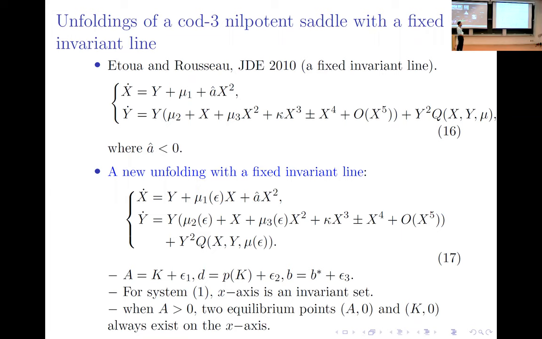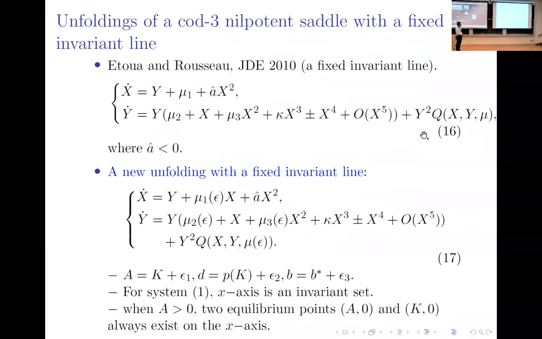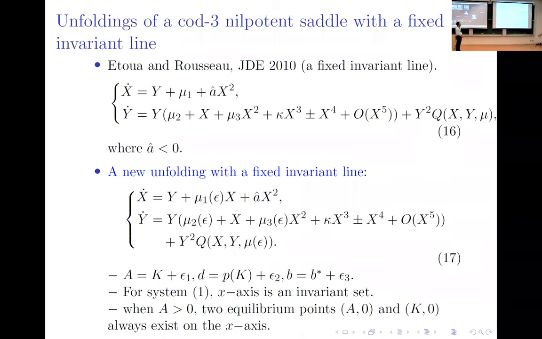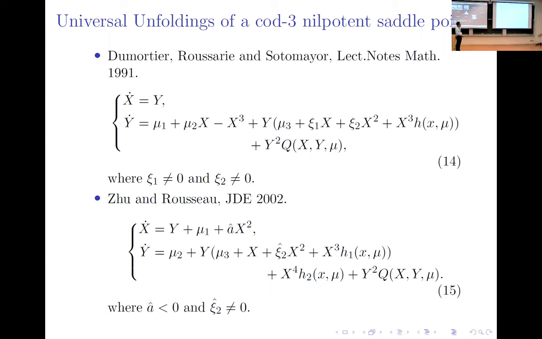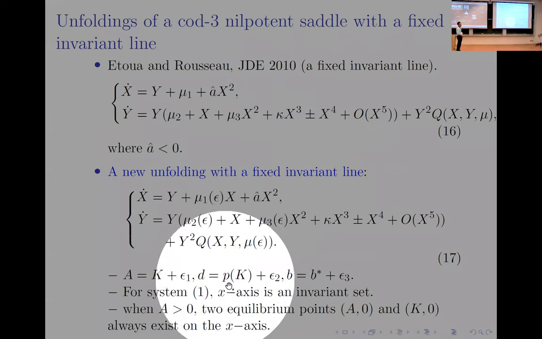And then, when we consider our model, we try to calculate the unfolding such that we end up with the unfolding 15 or 16. No matter how we tried, we can't reduce our perturbed system to 15 or 16. Later on, we found the problem: for our system, the x-axis is always an invariant set. So system 15 is not the universal unfolding for our nilpotent saddle of codimension three. And system 16 is also not the unfolding for our nilpotent saddle.